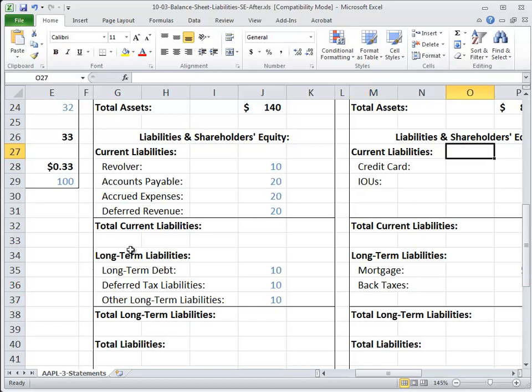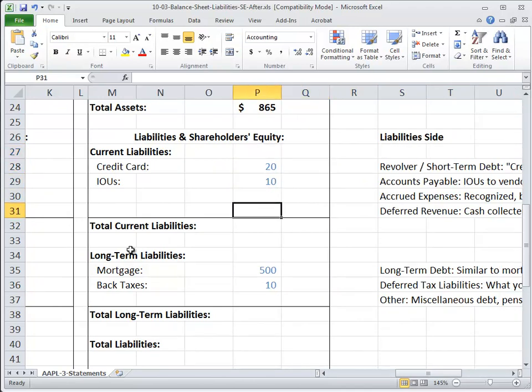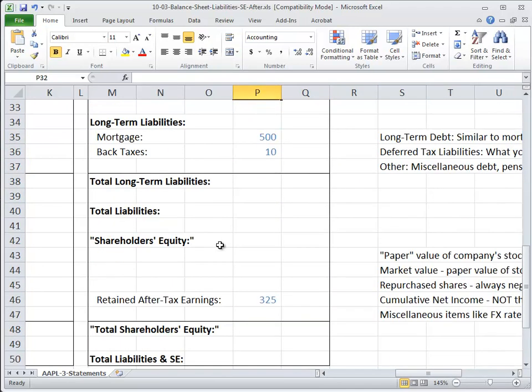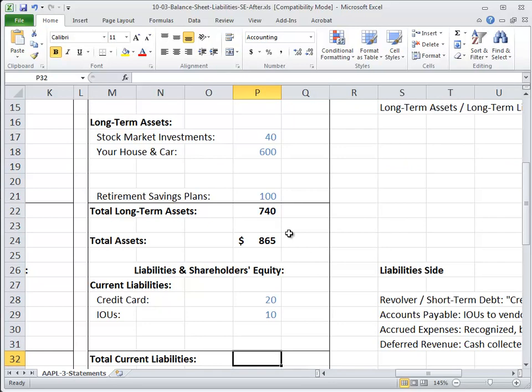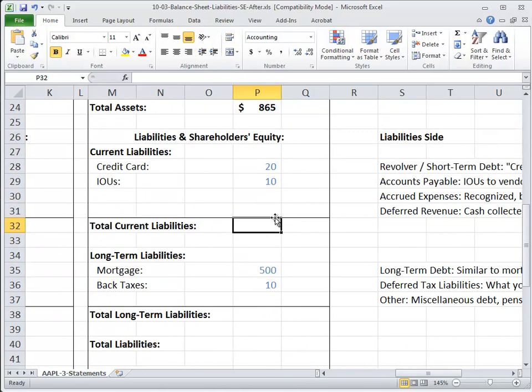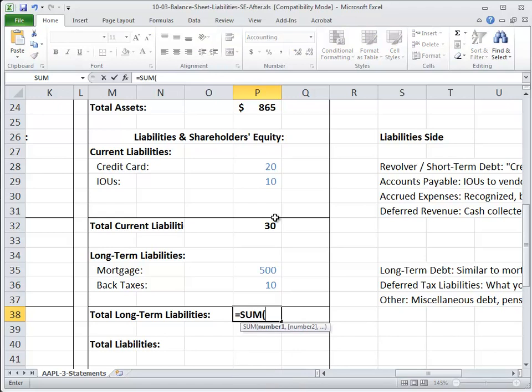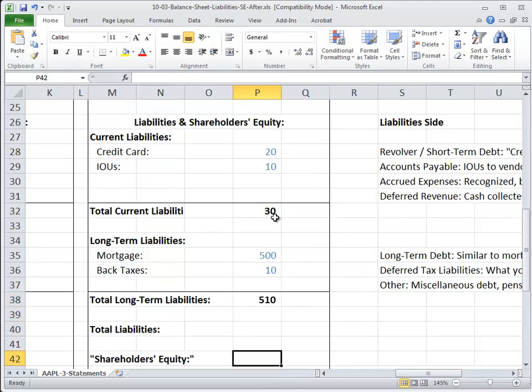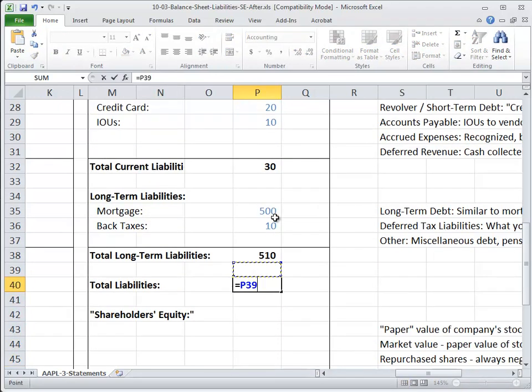Now, as a final exercise here, I'm going to go in and add up all the liabilities and shareholders' equity and make sure that our assets equals our shareholders' equity plus liabilities here. So for current liabilities, I'm going to enter equals and then sum those up, and then do the same for total long-term liabilities. For total liabilities, I'm going to enter equals and then sum these two up.